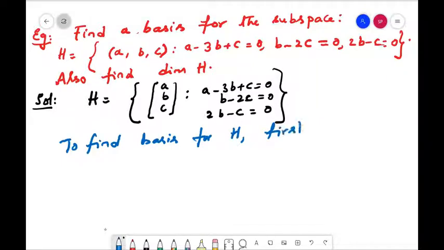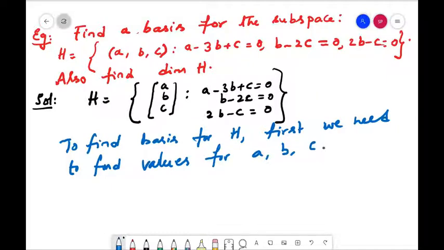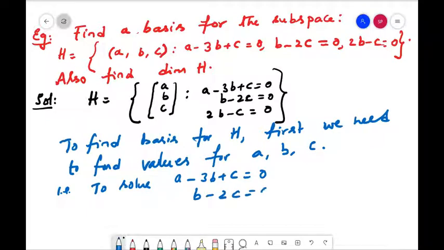First we need to find values for A comma B comma C, because A, B, C is the vector which is spanning H. That means we have to solve the equations A minus 3B plus C equals 0, B minus 2C equals 0 and 2B minus C equals 0. So you need to solve this system of equations.